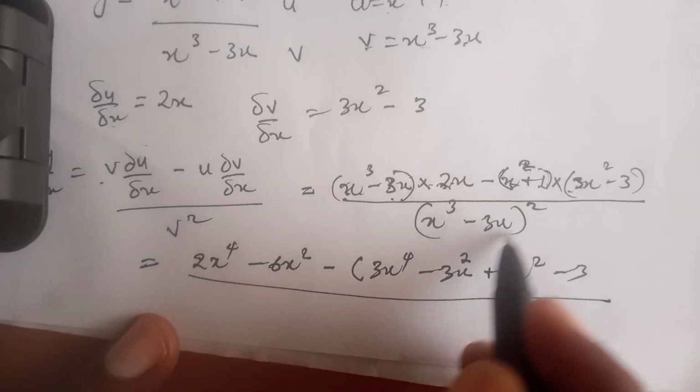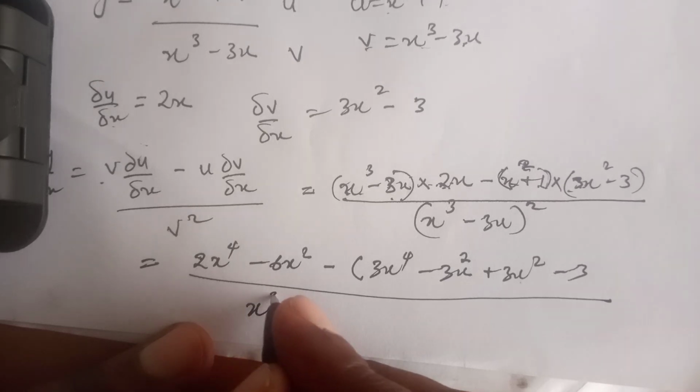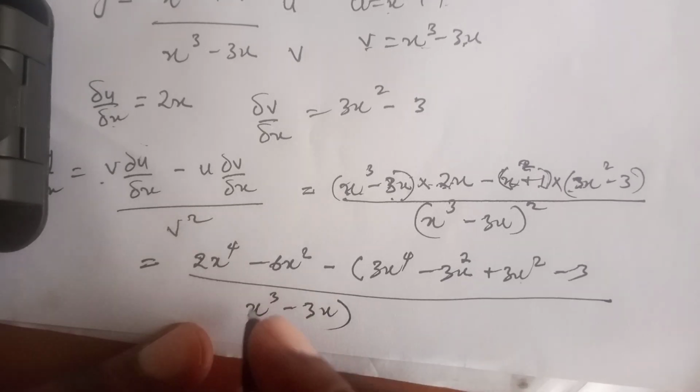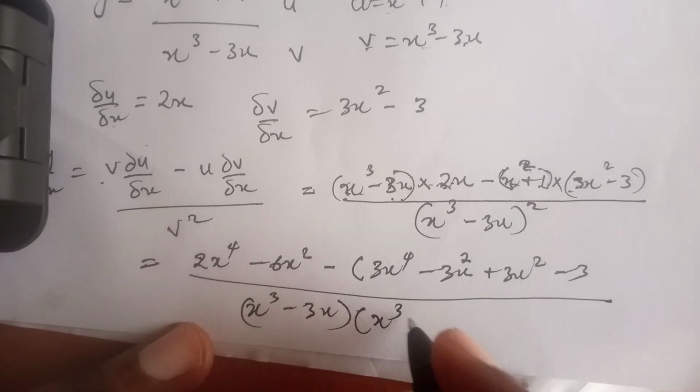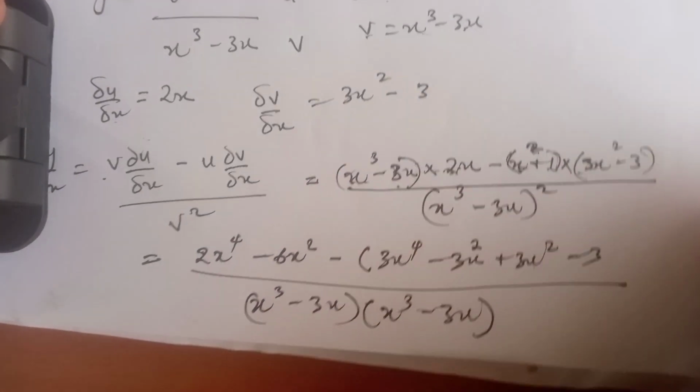So if I expand this, expanding this will give me this, x cubed minus 3x. So that is expanding this now. So let's continue from there.